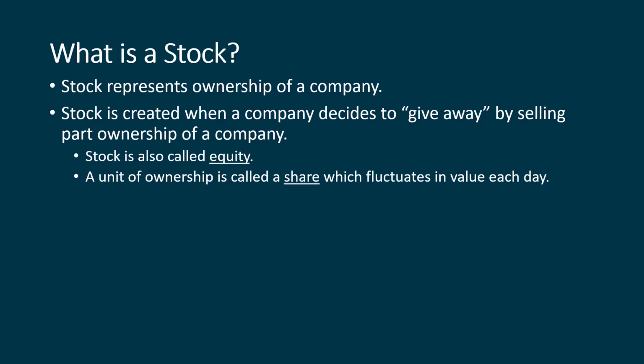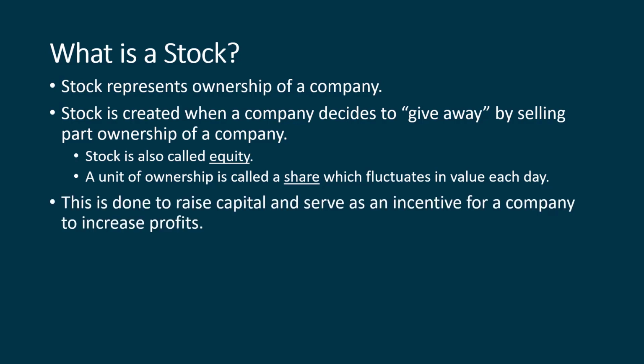In the stock market, prices fluctuate each day. A company like Apple or Microsoft may be worth $1 billion more tomorrow than they were today because the value of their stock went up. And the inverse of that can also happen. This is done to raise capital and to serve as an incentive for a company to increase profits.